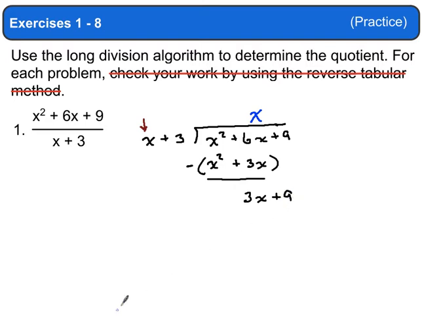And then we're going to do the process again. X divides into 3x 3 times. So 3 times x is 3x, and 3 times 3 is 9. So we put the parentheses, we minus, and obviously this would go down to 0. And that's what we're looking for. Our quotient would be x plus 3.